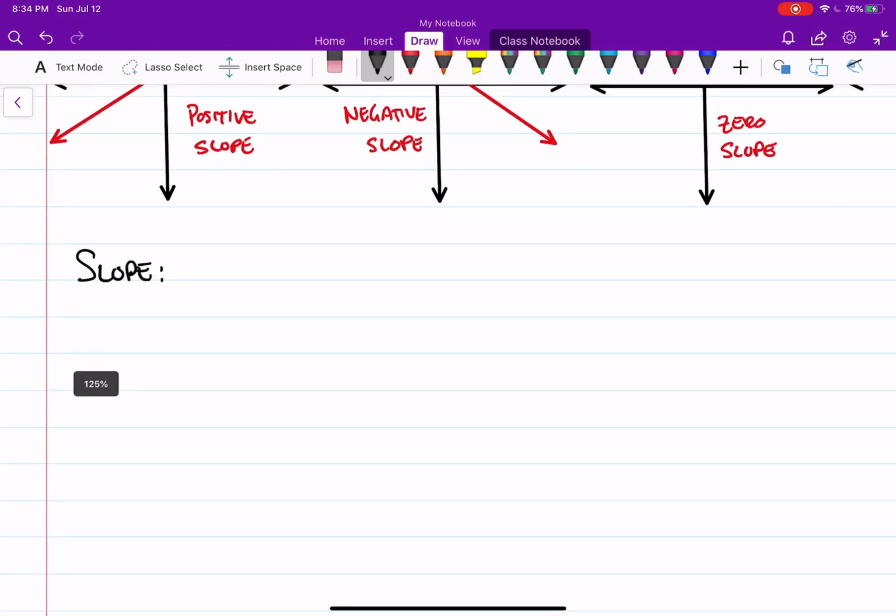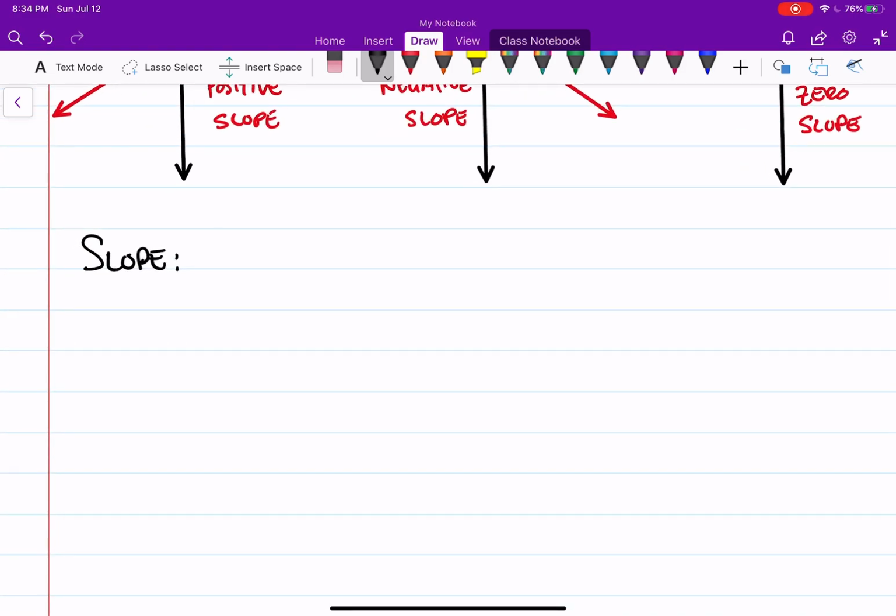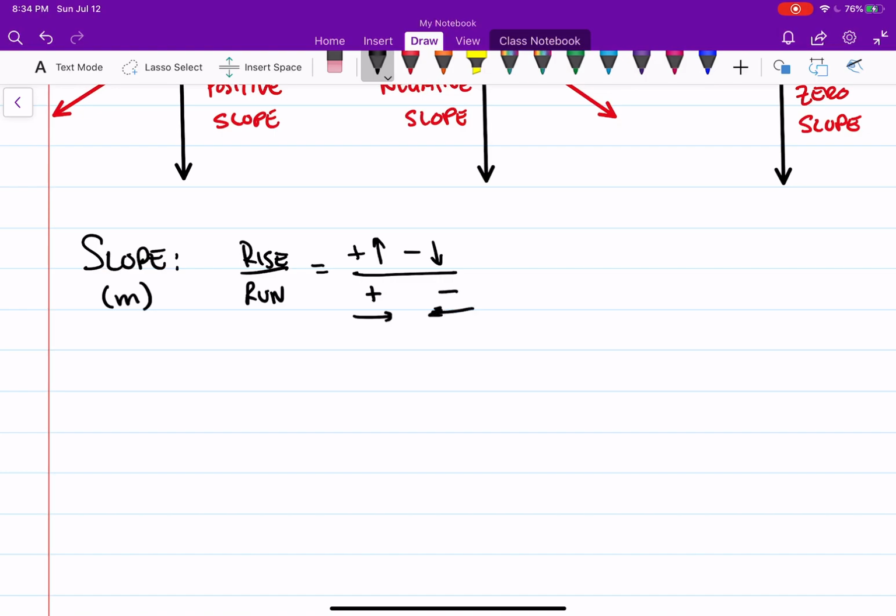All right, so what we did was we know that slope is labeled as m. And we know that slope is rise over run. We said that if the top number is positive, then we would move up. If it's negative, we would move down. And run, if the bottom number was positive, we would move right. And if it was negative, we would move left.